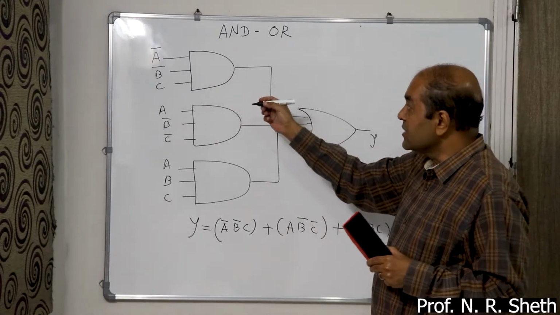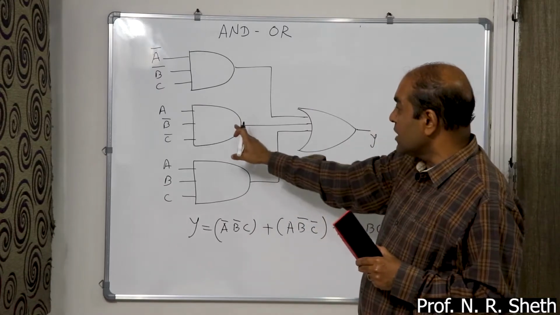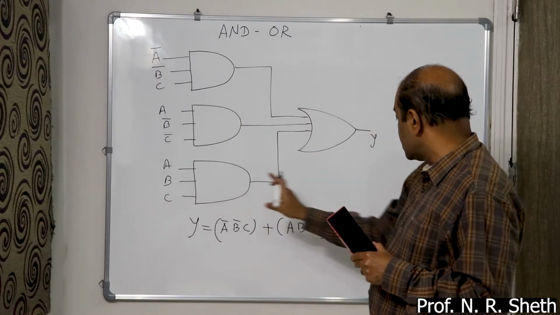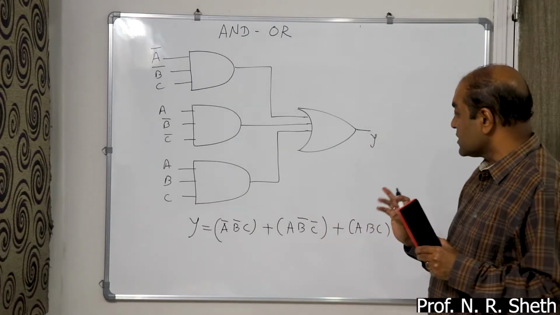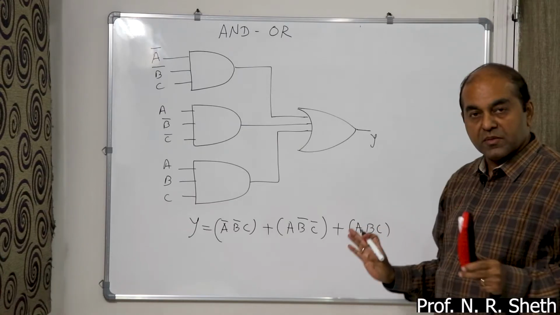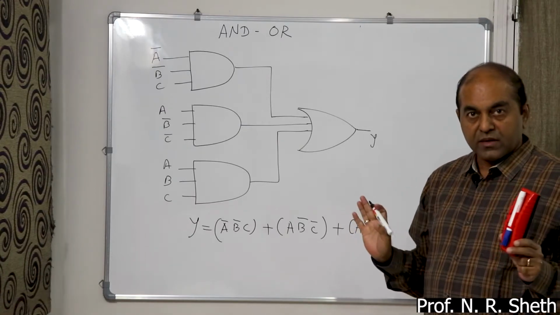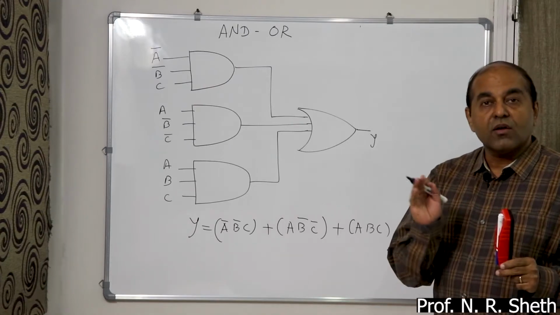The output of this gate is A bar, B bar, C. This one is A, B bar, C bar. This one is A, B, C. So the final output is Y equals A bar, B bar, C plus A, B bar, C bar plus A, B, C. Okay. This circuit is said to be an AND OR circuit.